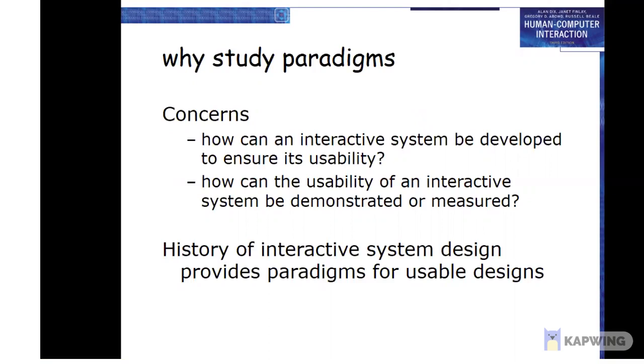In this, how can an interactive system be developed to ensure its usability? Suppose a user wants to design any system, how will the system be handled by a novice user, that we have to find. If a human wants to handle a computer and is a novice user, what are the facilities that are provided to the user, that we have to study with the help of ubiquitous computing. How can the usability of an interactive system be demonstrated or measured? The history of interactive system design provides paradigms for usable design. So how do we design the interactive system and how will it be efficient to use and design?